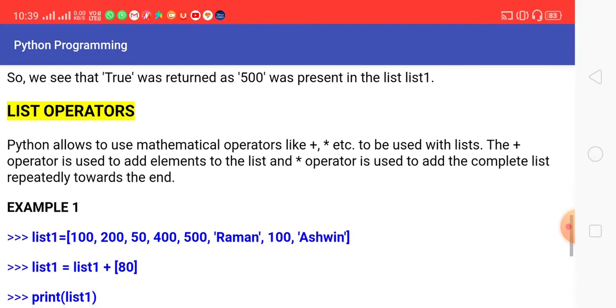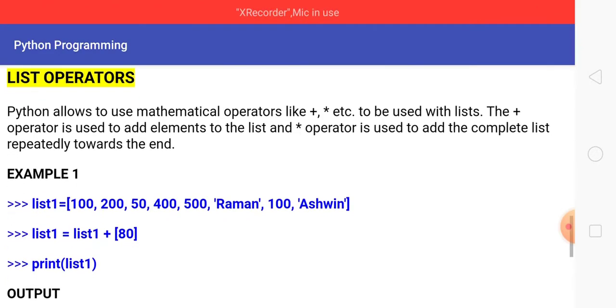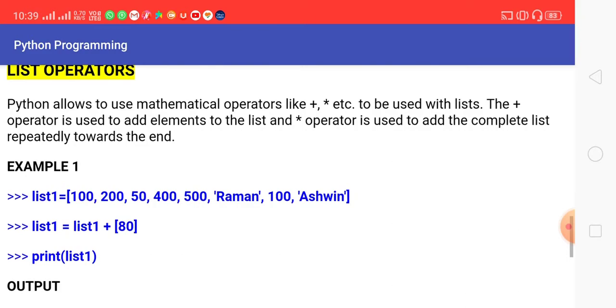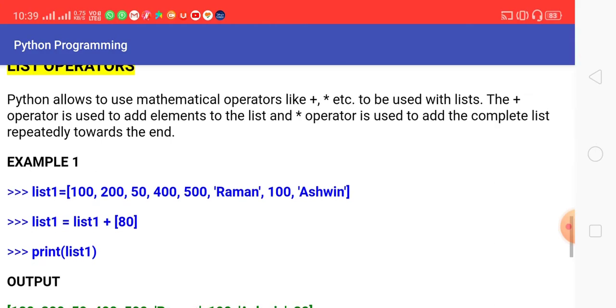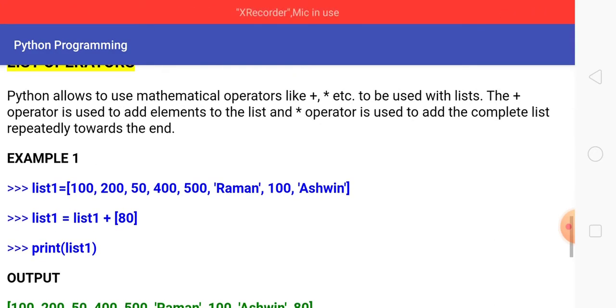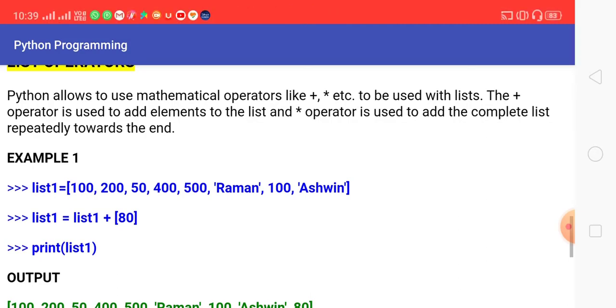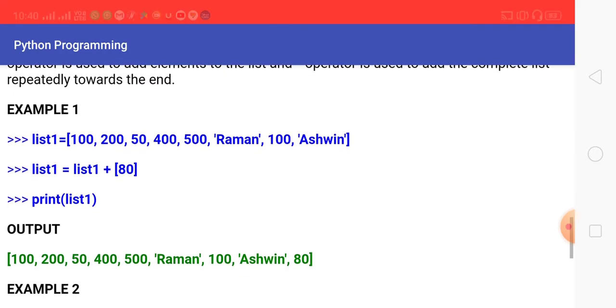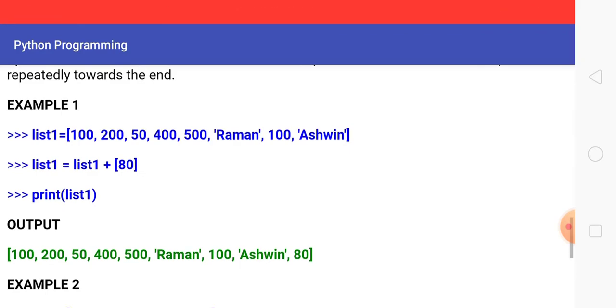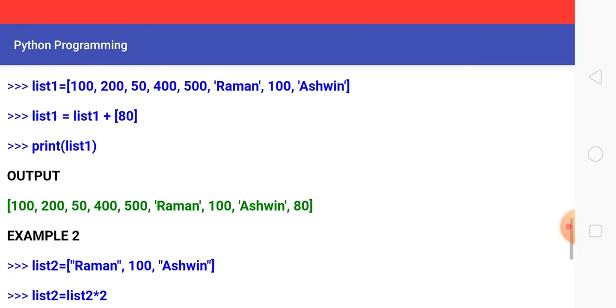Next is list operators. Suppose we have a list named list1 in which 100, 200, 50, 400, 500, Raman, 100 and Ashwin are the elements. Now we want to add element 80 in this list. Then we will write list1 = list1 + [80], in square brackets. When you print list1, 80 will be added in the list at the end.